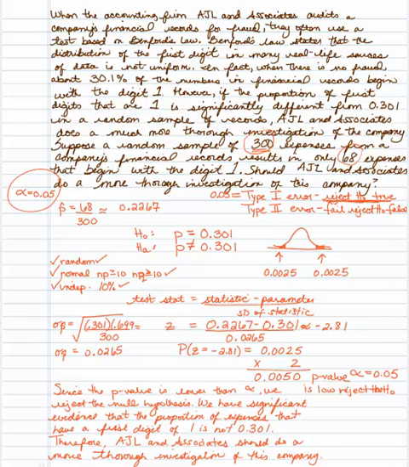And the type 2 error would not really apply because we didn't fail to reject it. We actually rejected it because we felt that the null hypothesis was false for this problem.